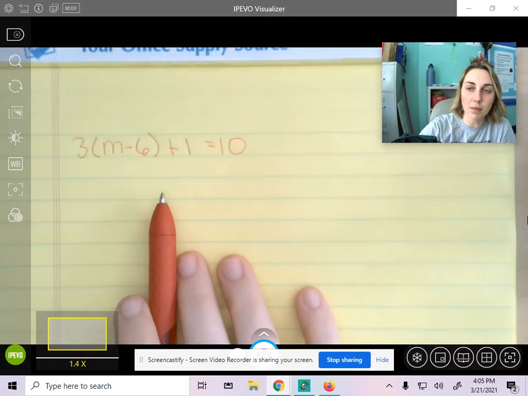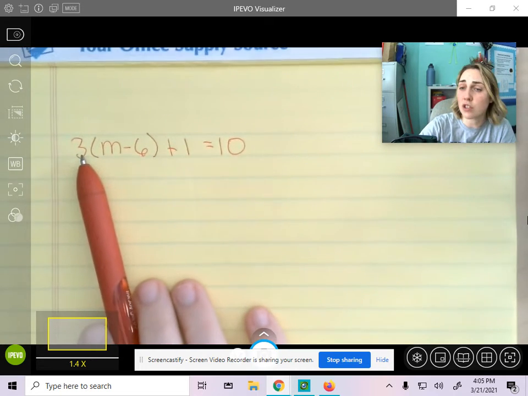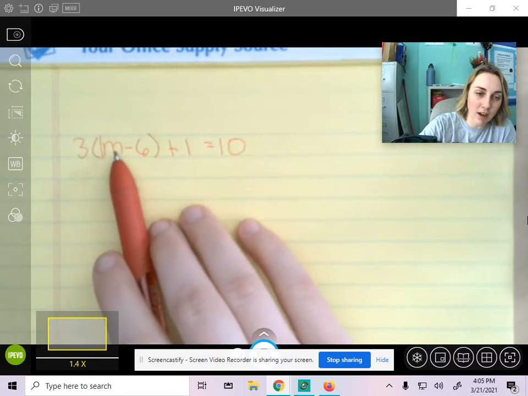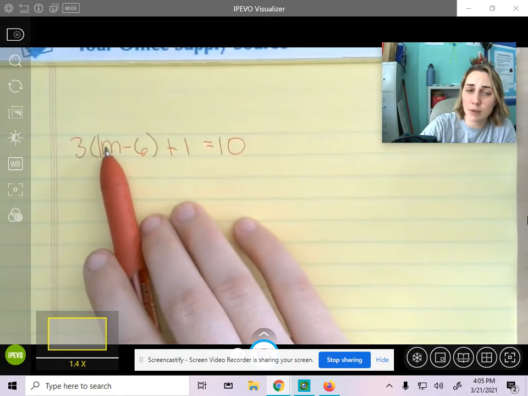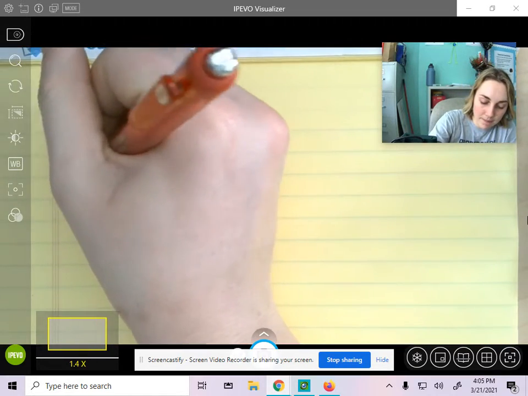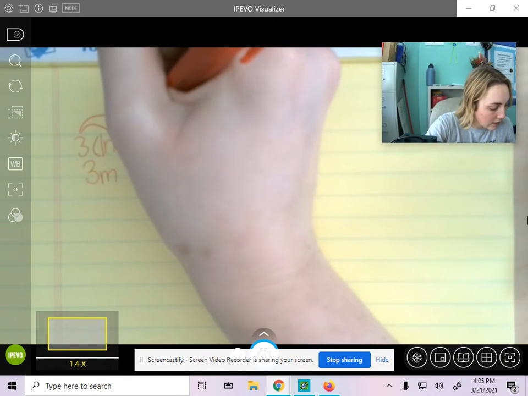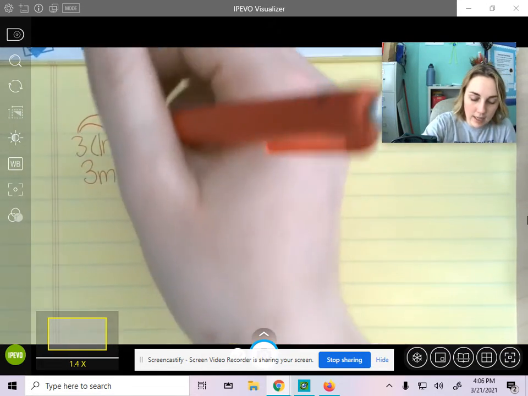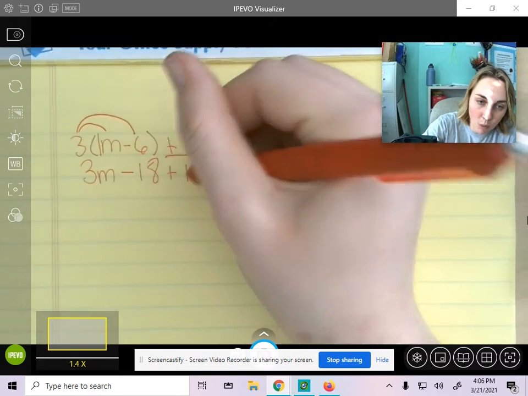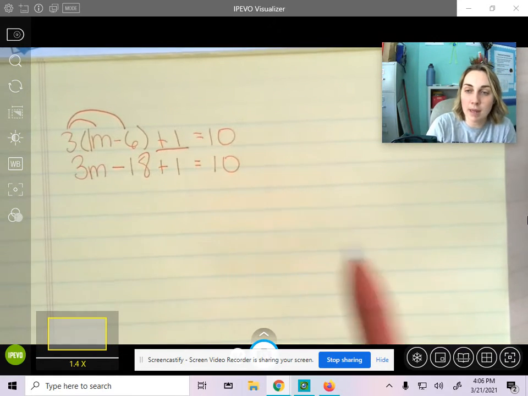Okay, so in this particular problem, before I can go ahead and solve, I need to distribute first. I have an opportunity here where I can use the distributive property, so I need to go ahead and do that. So remember, when you have a variable by itself, you need to automatically assume there is a 1 in front of that variable. So 3 multiplied by 1 is giving me 3m, because we have to bring that variable down. Positive 3 times negative 6 is going to give me negative 18. I'm going to bring down this plus 1, and I'm going to bring down that is equal to 10. All right, so I did the distributive property.